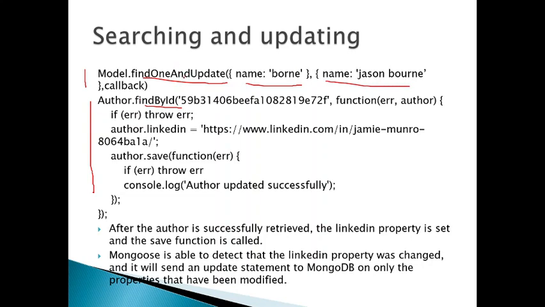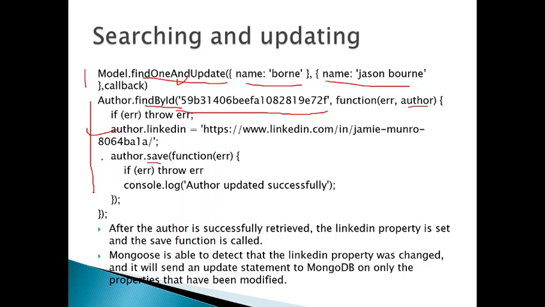And in a two-step process, what we can do is Author.findById, finding this ID, and then we will update the value of this author, and .save. This .save will replace the document which was stored before. So alternatively, you can do it in one step, this is one step, this is two steps. So it's up to you.